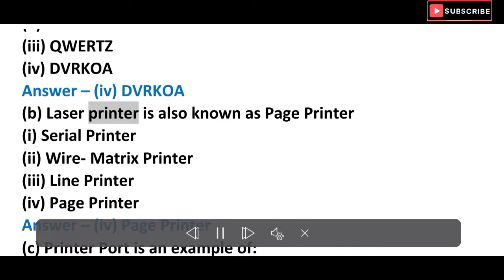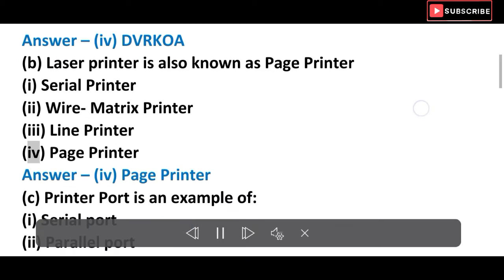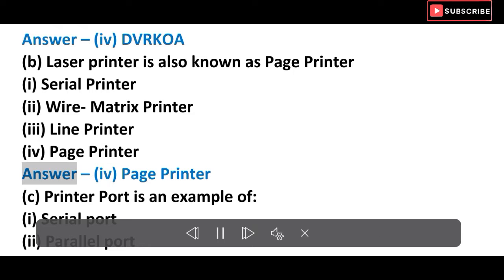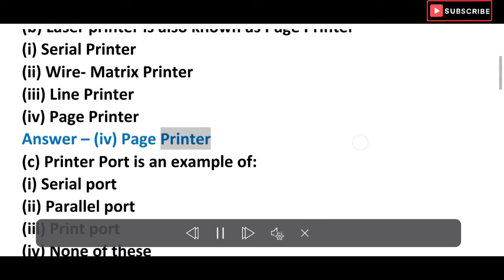B. Laser printer is also known as page printer. I. Serial printer. II. Wire matrix printer. III. Line printer. IV. Page printer. Answer: IV. Page printer.